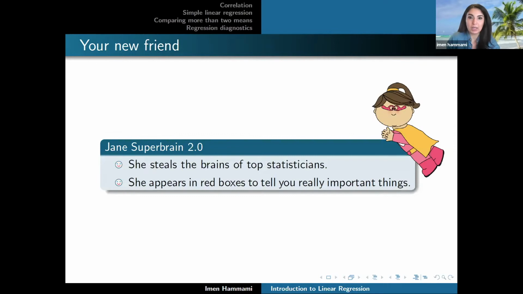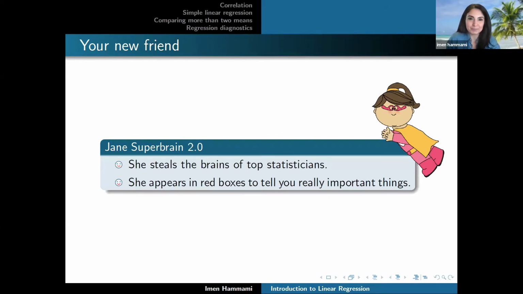Yeah, so in my slides and in my lecture, I have a friend, and you guys will have the same. She's called Jane. She's very, very smart, and she's going to appear in red boxes in my slides. And every time you see the red boxes, it means it's a really, really important thing for you guys to remember.